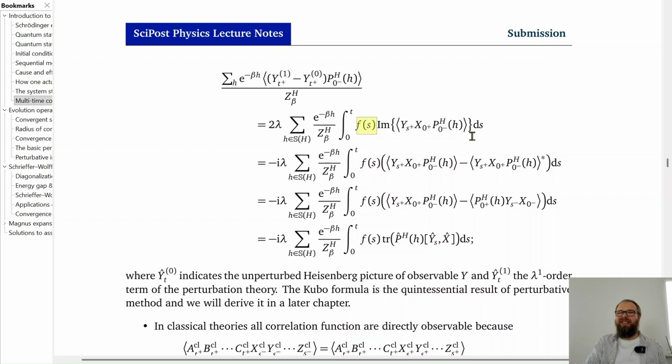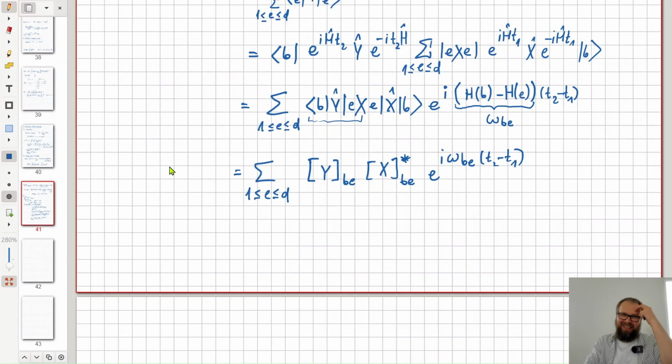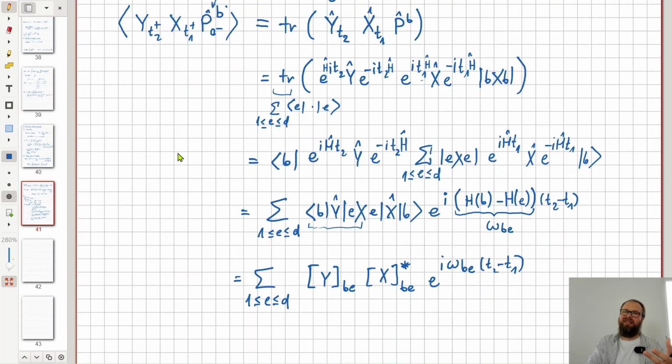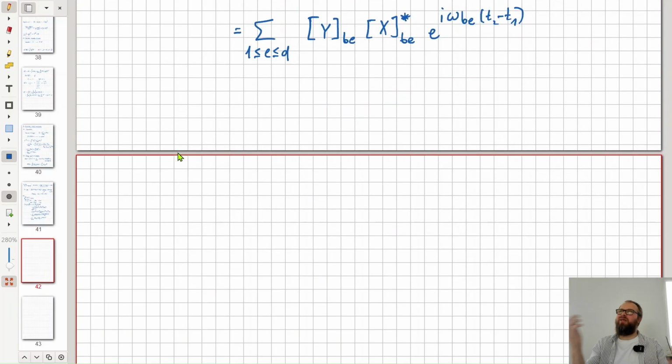The prototypical thing you would do with a correlation function is integrate it with some kernel, which could represent some force field. So let's do that. This is the correlation function, the carrier of the information about the dynamical properties of the system, and now let's extract some effect from it. To use the Kubo formula as a prototype, let's just integrate this two-time correlation function over time.